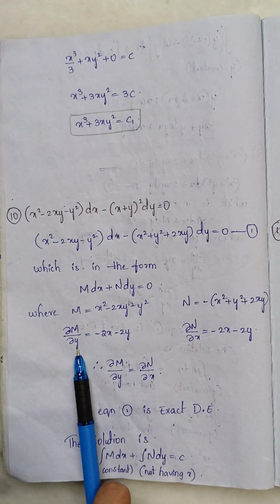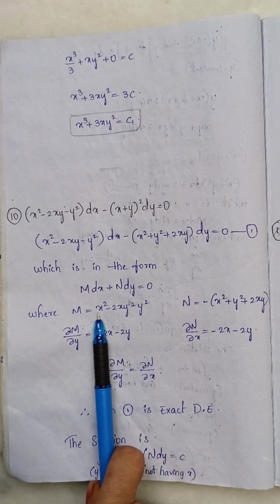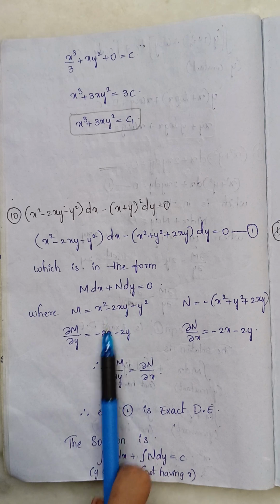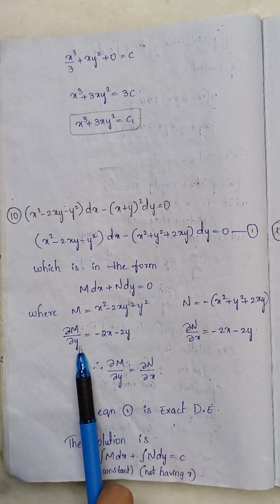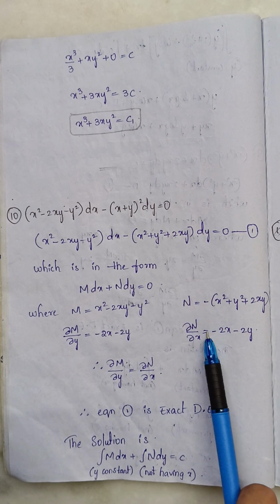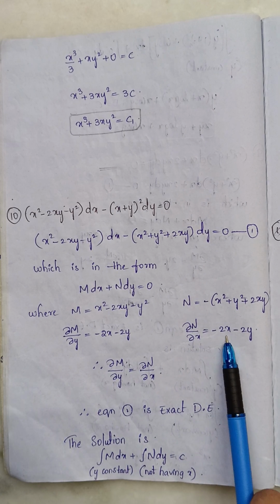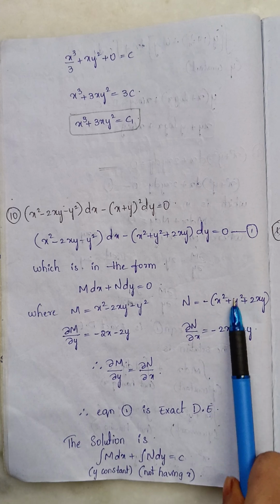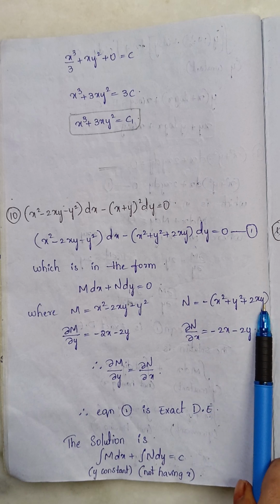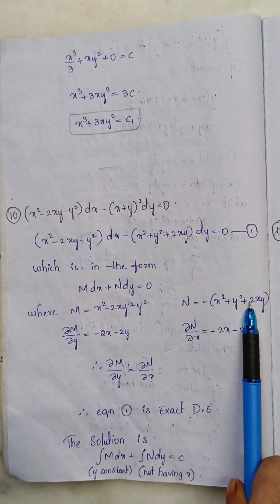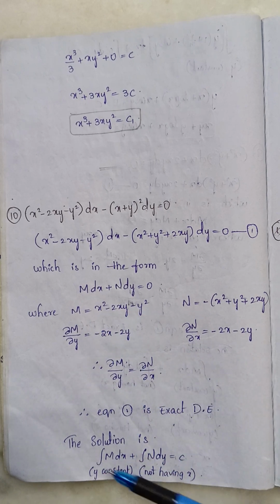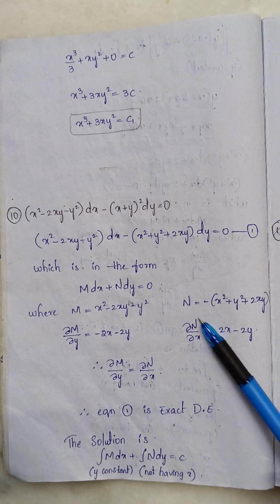Here dou m by dou y. With respect to y, x is a constant and its derivative is 0. Here the constant is minus 2x and the y derivative is 1, so minus 2x into 1. Minus, with respect to y, the derivative of y square is 2y. Here with respect to x, the derivative of x square is 2x, and minus y square has derivative 0 because it is a constant, and minus 2y is a constant and the x derivative is 1, so minus 2y into 1 is minus 2y. Both are the same. So for the solution, take m as it is, and in n there are no x terms.